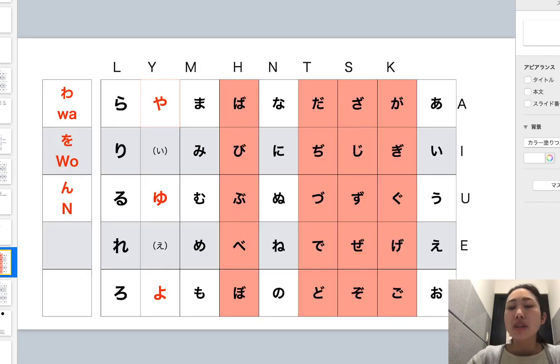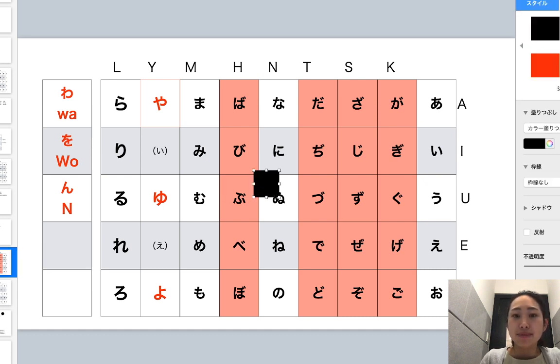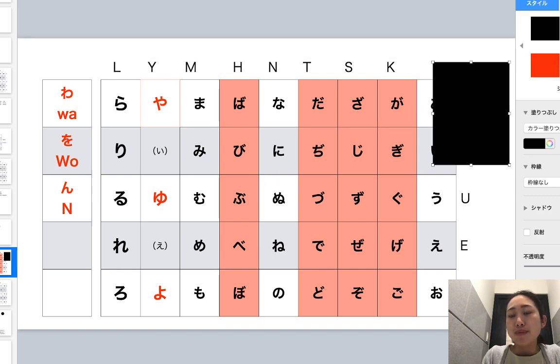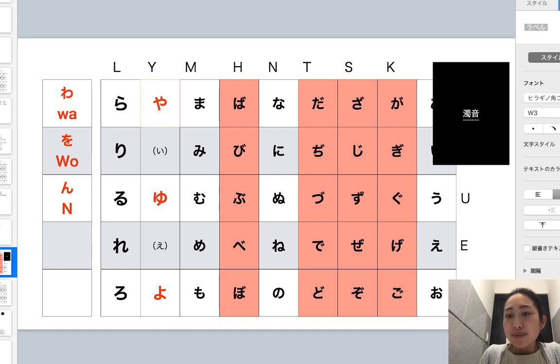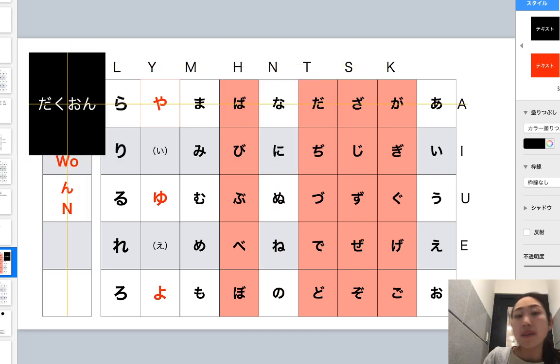Okay. So when we talk about the dual sounds, we call it dakuon. Maybe I should write it down. Dakuon. This means dual sound. On means sound when we write it in kanji. So dakuon. Maybe I should put it to the left side because we don't have anything on the left side.